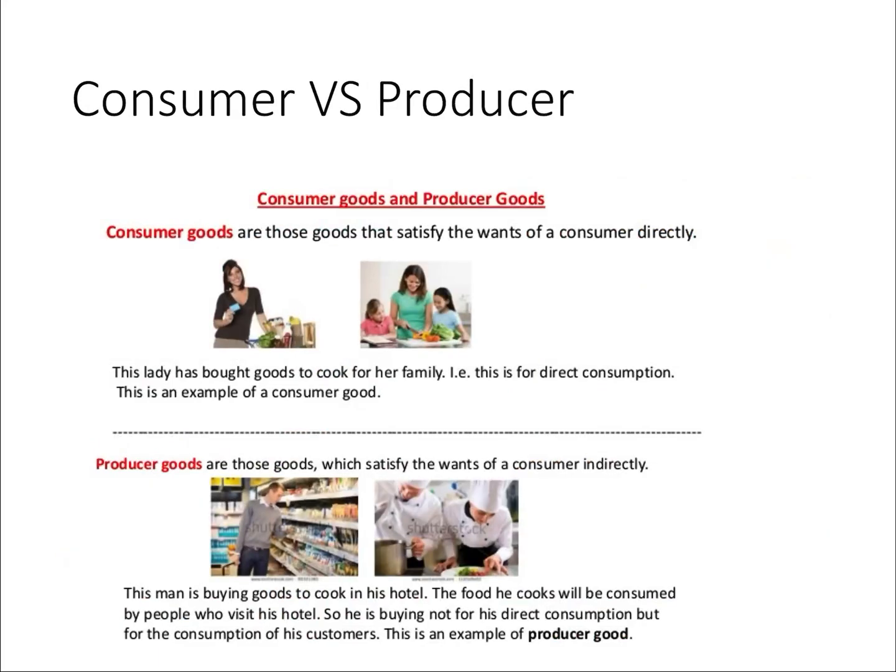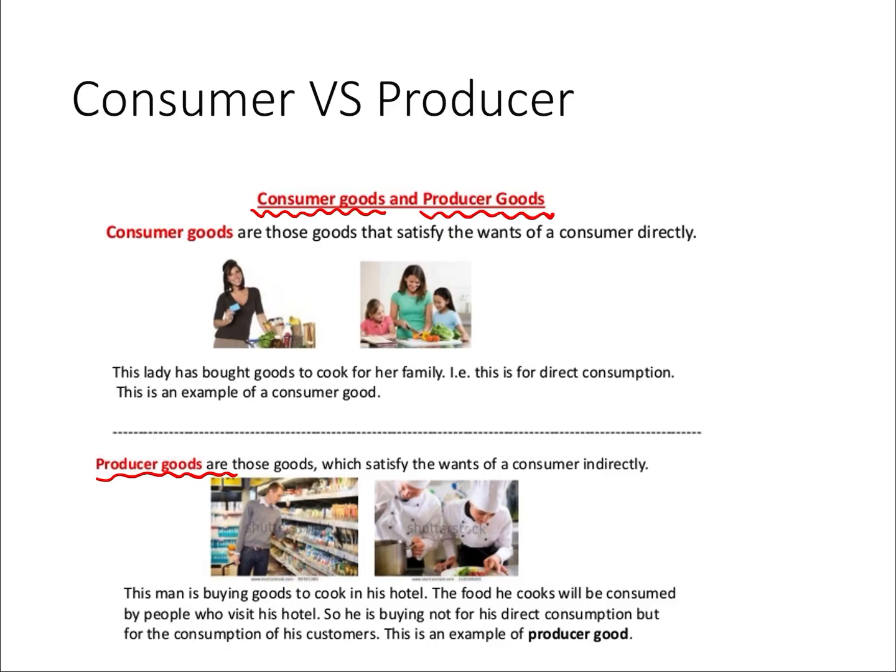And then the consumer and producer. Consumer is the person who uses that product or who uses that service. And producer is the one on the other side who produced that good or who provides that service. That's easy to understand. But here, consumer goods and producer goods, they're all goods. They're all tangible things. But the consumer goods are those goods that satisfy the wants of a consumer directly. So the goods you as a consumer use, like that toothpaste, like those shoes. But producer goods are those goods which satisfy the wants of a consumer indirectly, like the wants of a producer.